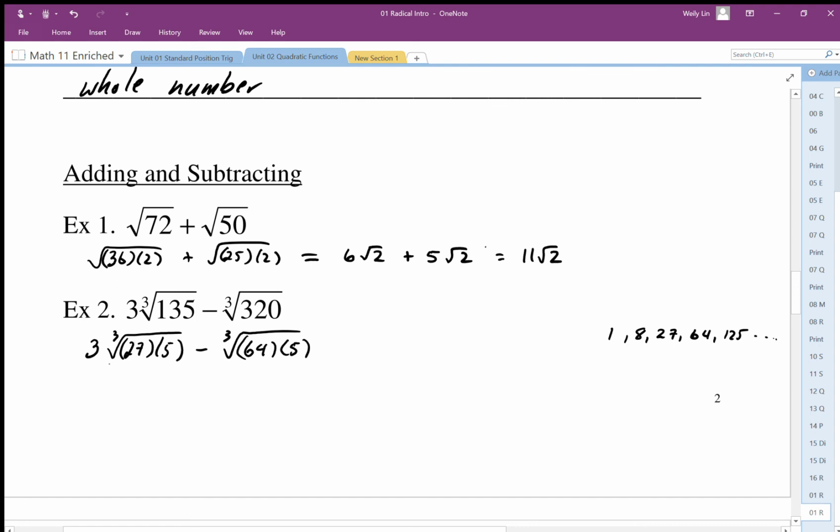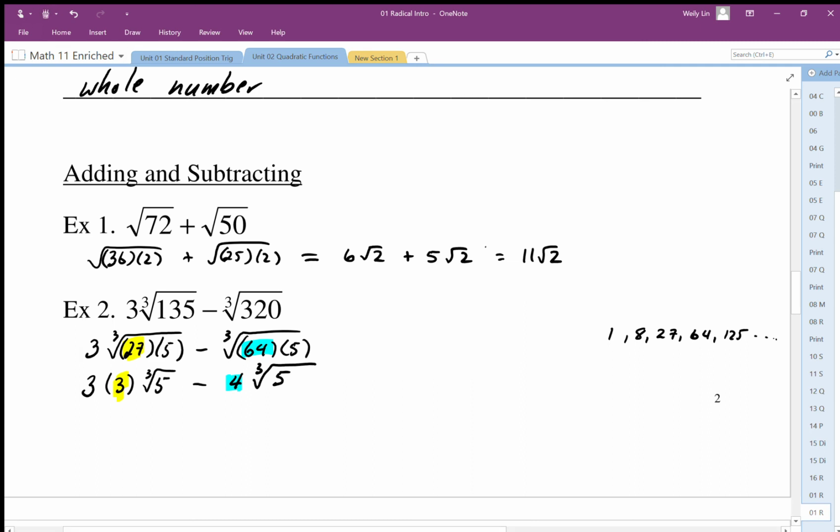Now I can take the perfect cubes out of the radicals. Okay, so I end up with 3, and I'm left with cube root of 5. And again, just so that we can see, that cube root 27 becomes this 3 here. So here we're going to cube root 64. That's going to be 4 cubed. Okay, so cube root of 64 is 4, and then we're just left with the 5 inside. And again, so that we can see, cube root 64 becomes just the 4.